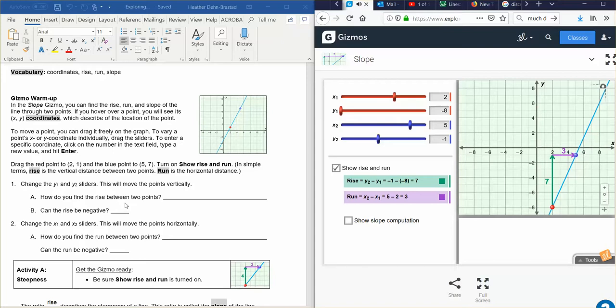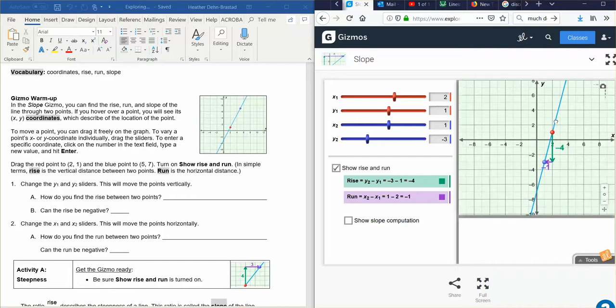It says, how do you find the rise between the 2 points? Instead of just looking at it and saying 7, I can try to figure out how they got 7. Well, the y value of the red point is -8, and the y value of the blue point over here is -1. Whoa, I didn't mean to do that.